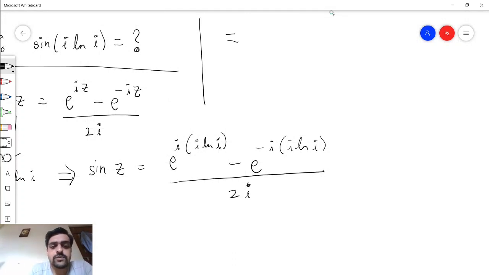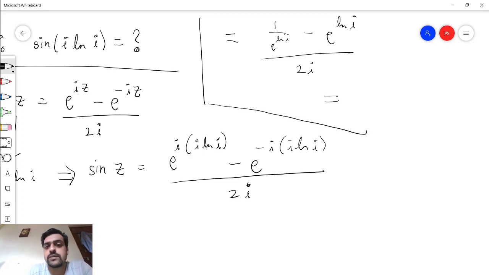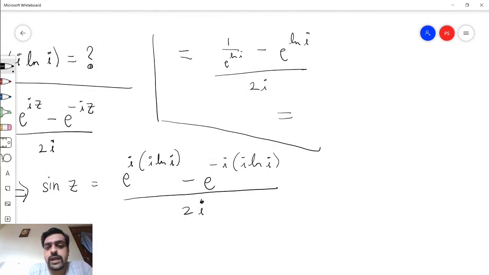Which is equal to, now again i into i is i squared, which gives us a minus sign, and we have 1 upon e to the log i minus, i into i squared. With this minus it becomes plus, so we just have e raised to log i upon 2i. Now e and log get cancelled, so we have 1 upon i minus i upon 2i.